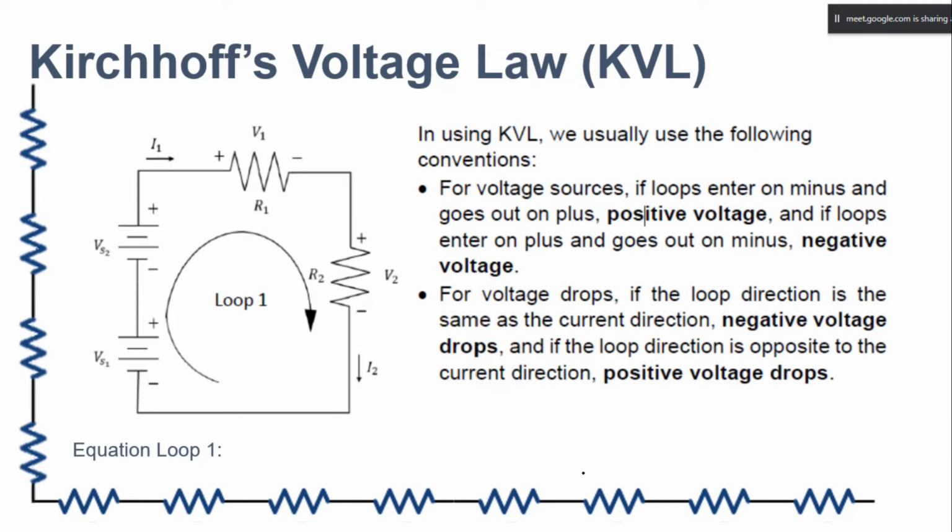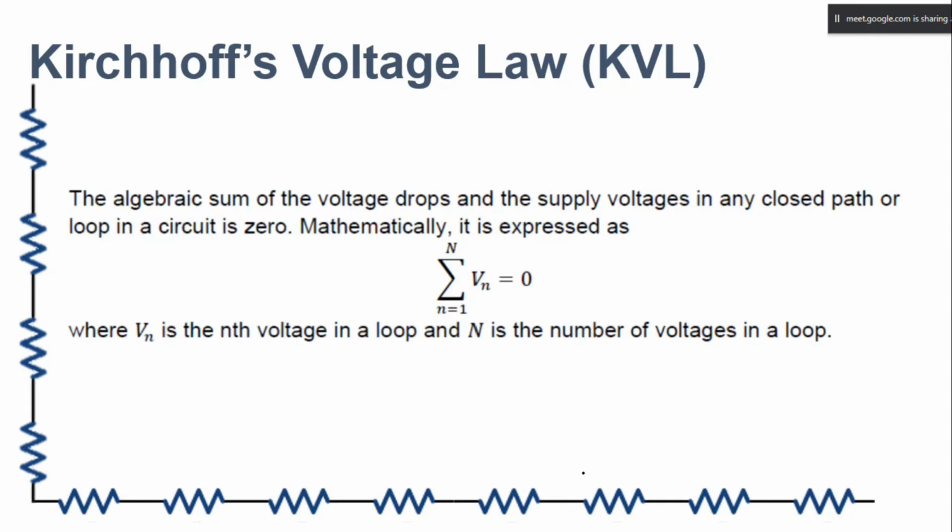So, either in counterclockwise or in clockwise motion. In your SSLM, KVL states that the algebraic sum of the voltage drops and the supply voltages in any closed path or loop in a circuit is 0. Diba? Sabi ko nga po, pareho lang siya sa KCL natin. But instead of using current, we will be using here voltage. And instead of analyzing the node, here we are analyzing the loop or the closed path.